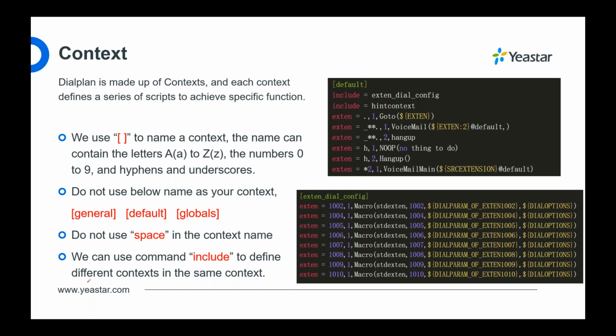As I mentioned, the Dialplan is made up of different contexts, and each context defines a series of scripts to realize a specific function. And we use the square brackets to name a context. The name can contain letters, small or capital, from A to Z, and numbers and hyphens and underscores.